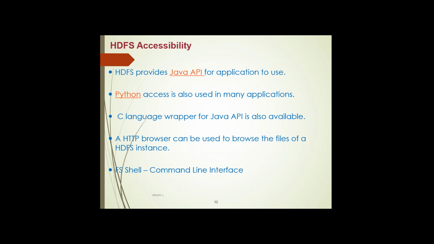A C language wrapper for the Java API is also available, so we can develop our own application for this Java API using C and so on. We can develop different types of applications on our own to access HDFS. An HTTP browser can be used to browse the files of an HDFS instance. And we have a command line interface, which we call the file system shell. We'll be using some Linux commands integrated into Hadoop, which we call Hadoop commands. Through those commands we can access the entire file system.